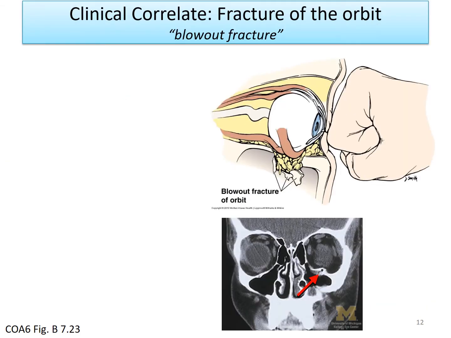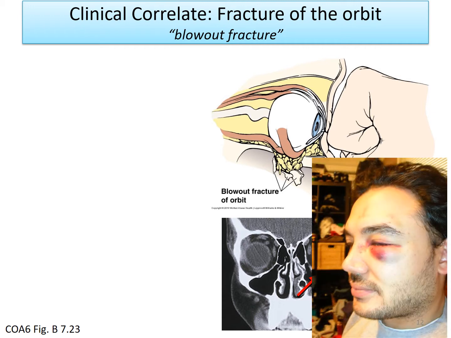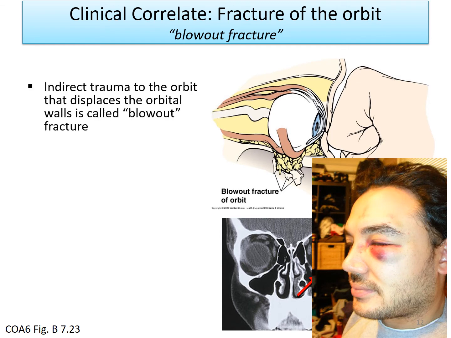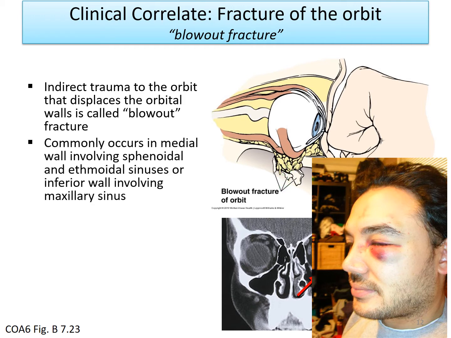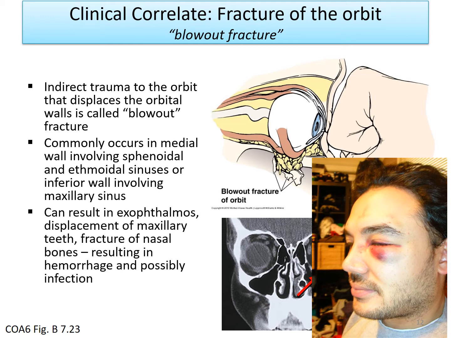Clinical correlation, blowout fracture. With enough force applied directly onto the eyeball, you can rupture some of the associated walls. Yeah? If it's the inferior wall, then it would actually go into the maxillary sinus down here. And that is called a blowout fracture. Yeah, commonly it occurs with the involvement of the medial wall, which would mean that you also involve the sphenoidal and ethmoidal sinuses.